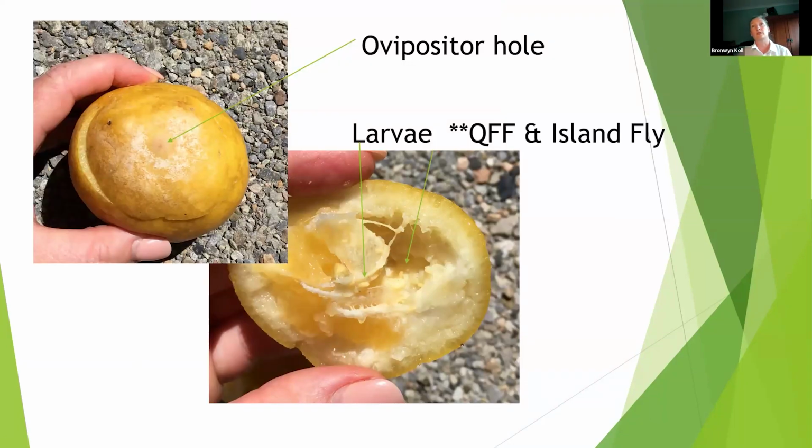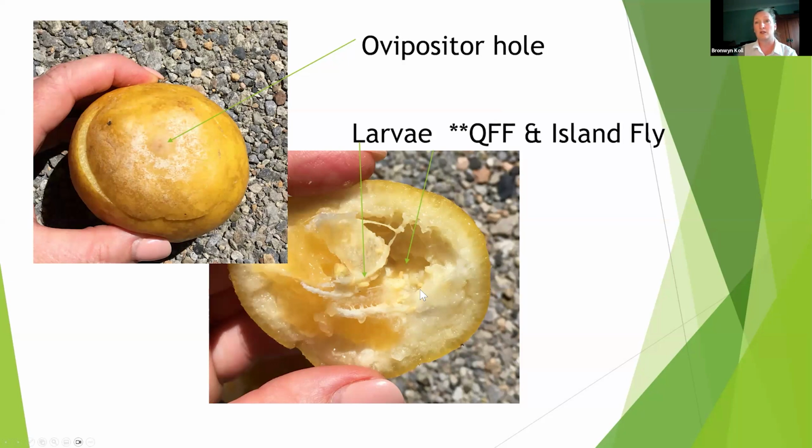We've also found some Queensland fruit fly larvae in lemons, and this was actually in East Warburton. You can see an ovipositor hole here on the lemon. You can see where that rot has accelerated, and this is just a white mold which is growing on the skin of the lemon. But inside you can actually see more than Queensland fruit fly larvae. So we've actually found island fly larvae in this lemon as well.